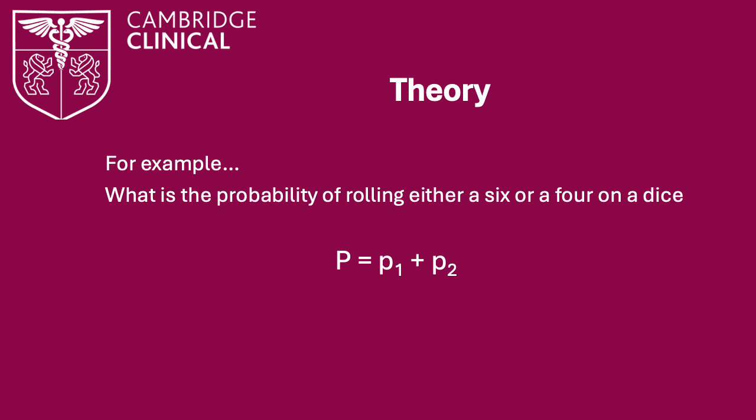So in this example, P1 will represent the probability of rolling a 6, and P2 will represent the probability of rolling a 4. Thinking back to those earlier examples, we worked out that the probability of rolling any digit on a dice is 1 over 6, given there's only one way it could occur and 6 total outcomes. So we can say the probability of rolling a 6 is 1 over 6, and the probability of rolling a 4 is 1 over 6. Therefore, the total probability of rolling either a 6 or a 4 is 1 over 6 plus 1 over 6, which gives us 2 over 6.